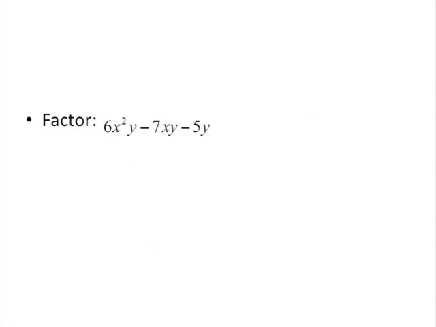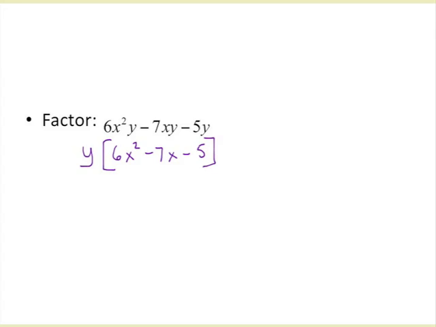What's in common to every one of these? A y. They all have a y. Some of them have an x. They all have numbers, but none of the numbers divide by the same thing. So they all have a y, so we're going to take that y out. Then we multiply the first and last number. 6 times negative 5 is negative 30. And we make a list of ways to multiply and get that.